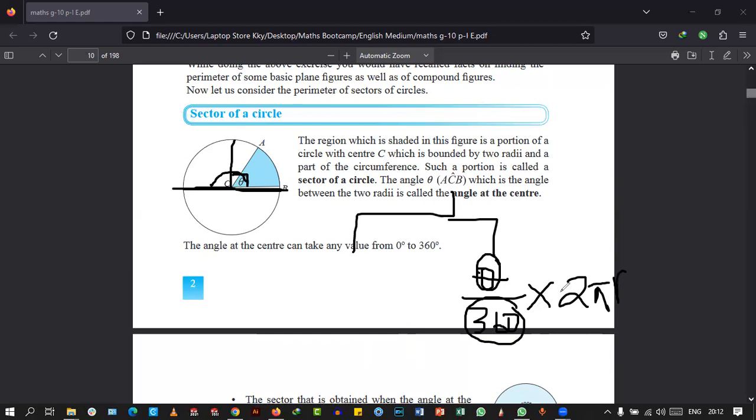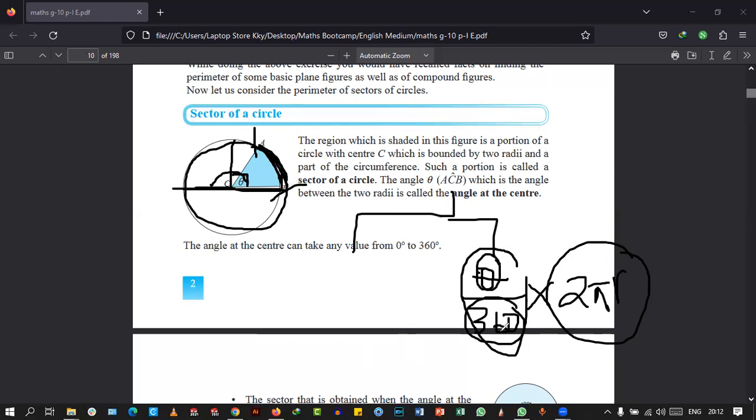Why? Because the arc length is not the entire circle. The entire circle, we know, is 2 pi r. But it's not the entire circle. We just removed these portions, and we just obtain this portion only. Therefore, that portion we can calculate by theta divided by 360. It's a fraction of that particular circle. Therefore, this is the equation for the value of arc length, right?